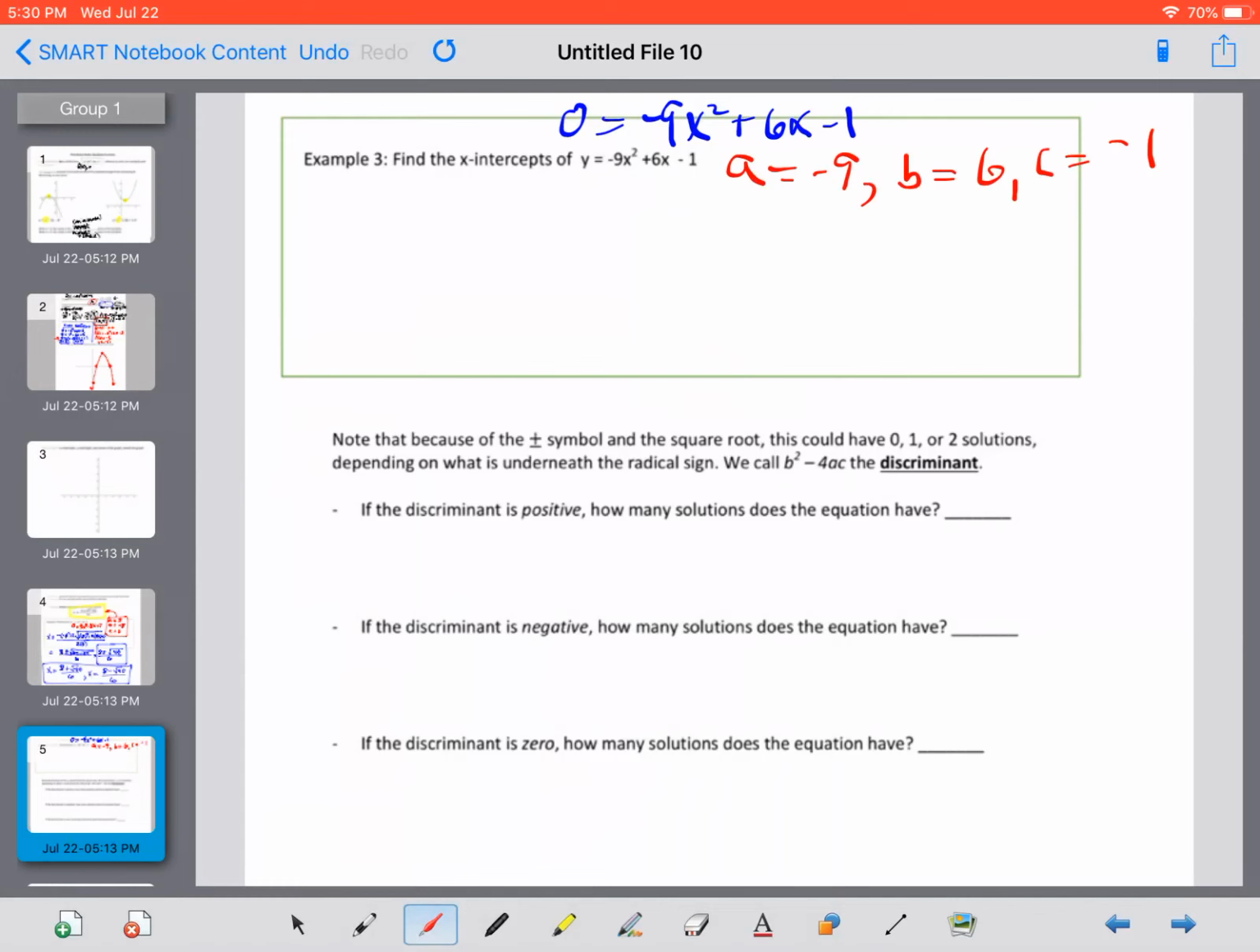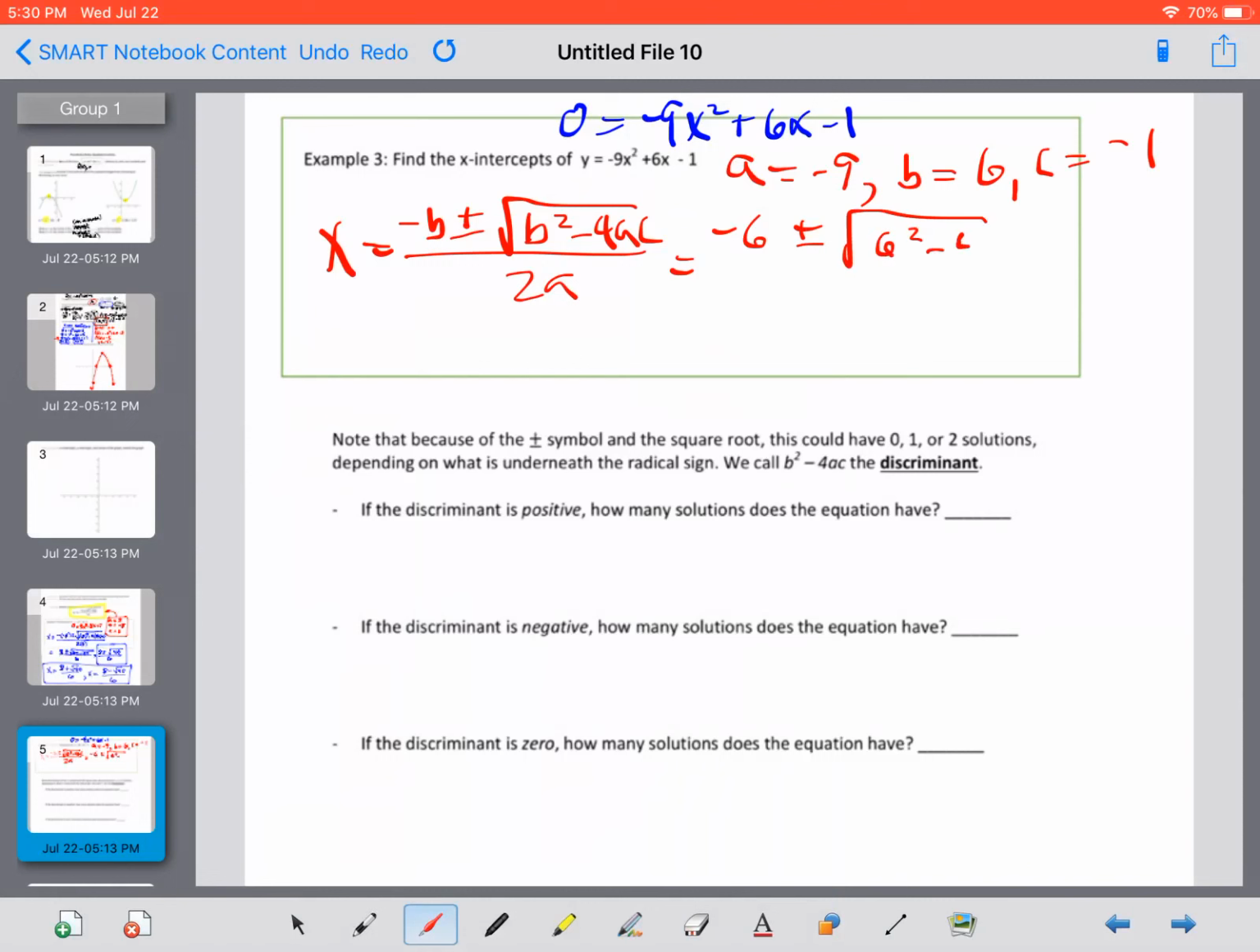So the quadratic formula tells us that x should be equal to, remember from the last page, negative b plus or minus the square root of b squared minus 4ac, all divided by 2a. So when we fill that in, we get negative 6, because b is equal to 6, plus or minus the square root of 6 squared minus 4 times negative 9 times negative 1, all divided by 2 times a, so 2 times negative 9.